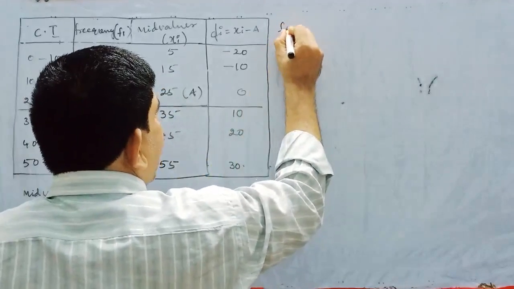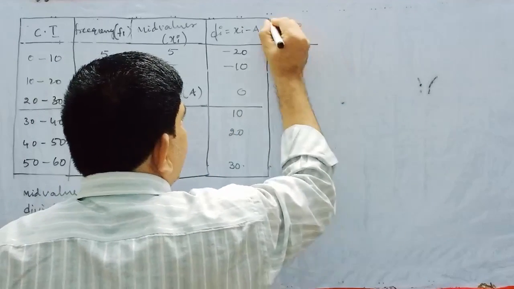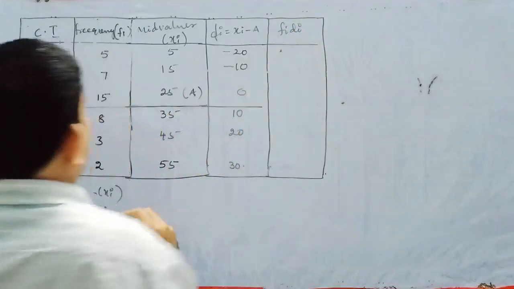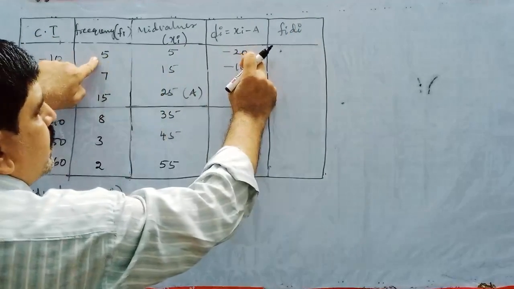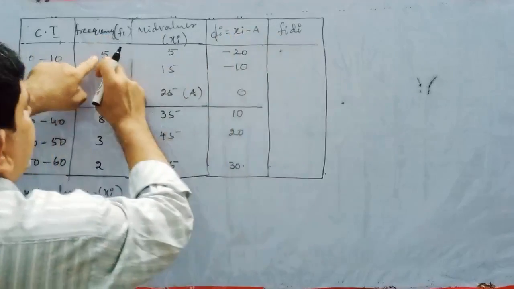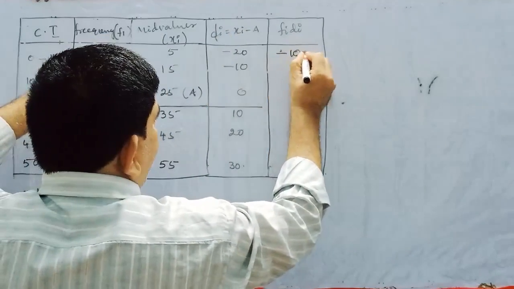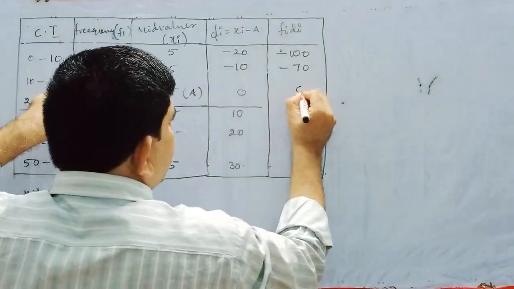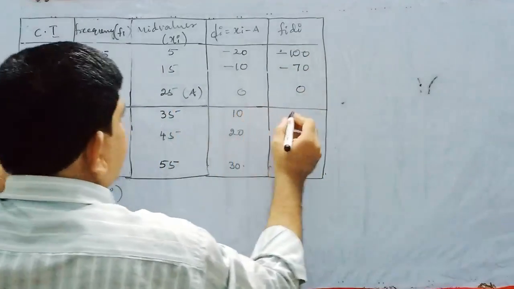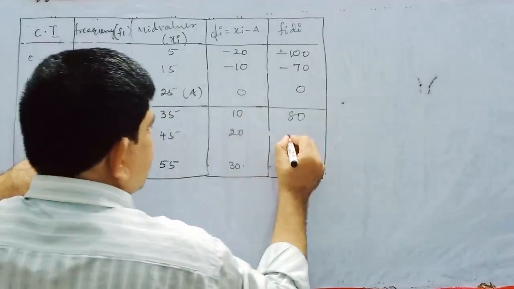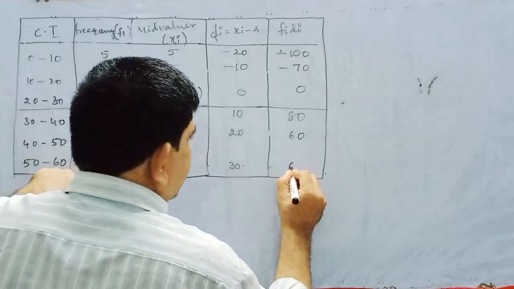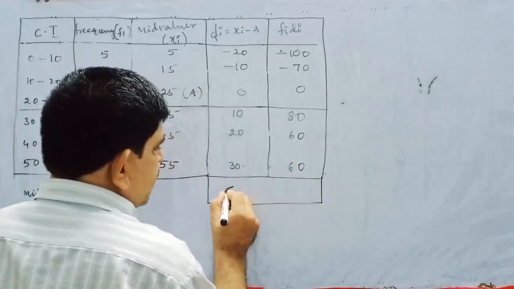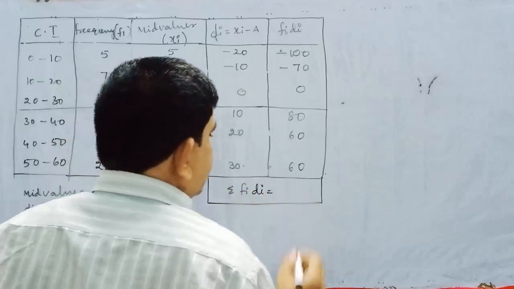Next one, fi di. Okay. Next one, fi di. 5 into minus 20, minus 100. 7 into minus 10, minus 70. 15 into 0, 0. 8 into 10, 80. 3 into 20, 60. 2 into 30, 60. After this, you find sigma fi di. Sigma fi di. Okay. So that is equal to how much?